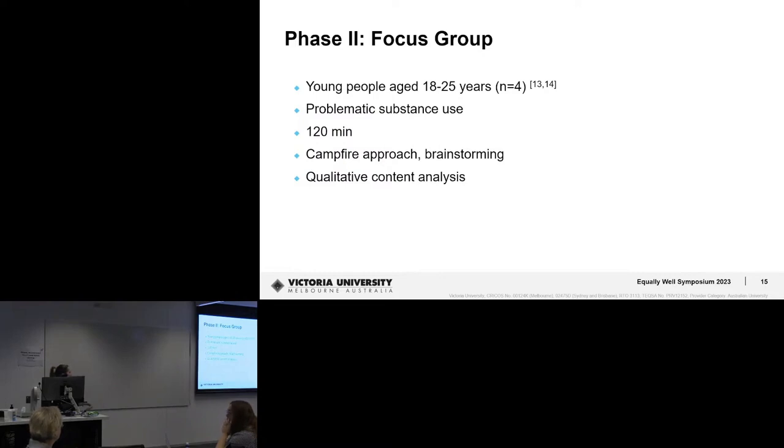I then conducted a focus group with young people aged 18 to 25. They also reported problematic substance use, and the focus group was 2 hours long. We followed a campfire approach, so a very laid back, welcoming atmosphere where everyone could say what they wanted to say. We also did some online brainstorming as part of the focus group, and it was analyzed via a qualitative content analysis.